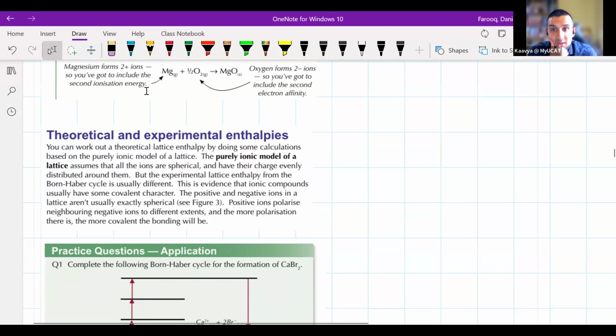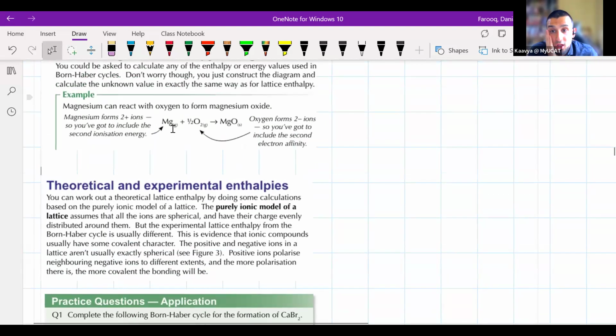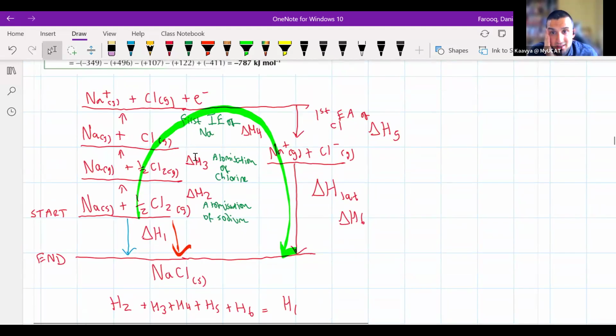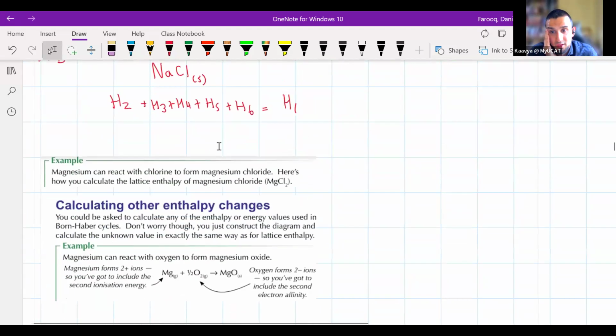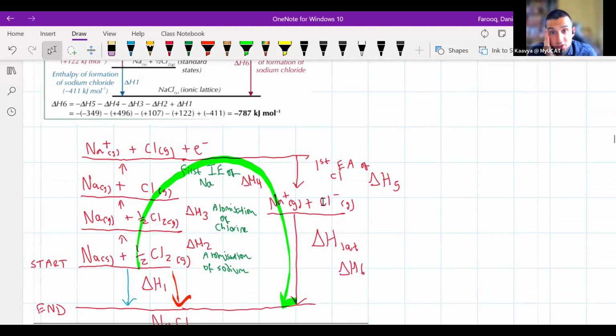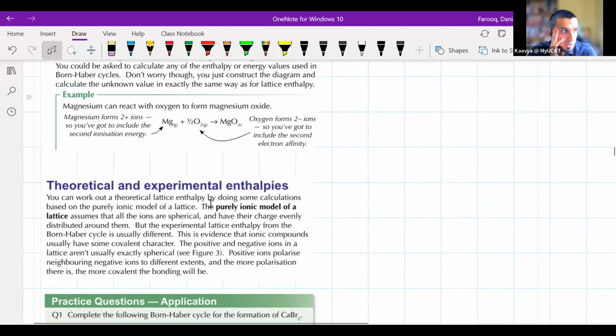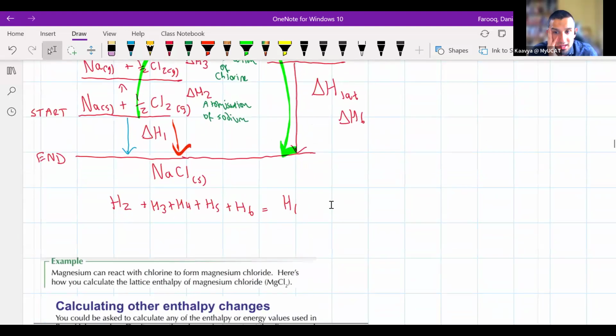But the difference this time is we're going to get 2+ and 2-, okay? So you'd have to do the first ionization of magnesium. In this part here, where we had the ionization of sodium, you'd have to do the second one as well. And then the same with the electron affinity of oxygen. Here you just did the first one of chlorine. If it's oxygen, you have to do the first and the second to get to O2-, okay? So you do the second IE and the second EA.